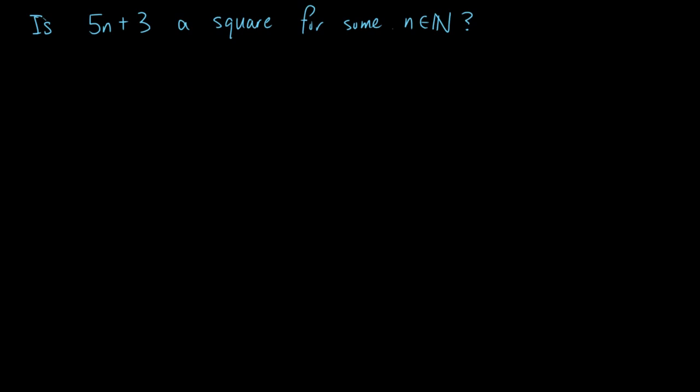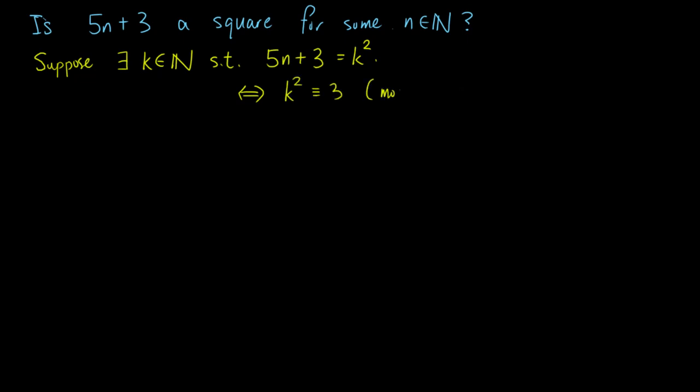Now let's consider the following question. Is 5 times n plus 3 a square for some positive integer n? Suppose that is the case. In other words, there exists a positive integer k such that 5 times n plus 3 equals k squared. This is equivalent to k squared is congruent to 3 mod 5. There are 5 cases to consider, namely when k is congruent to 0, 1, 2, 3, or 4 mod 5.